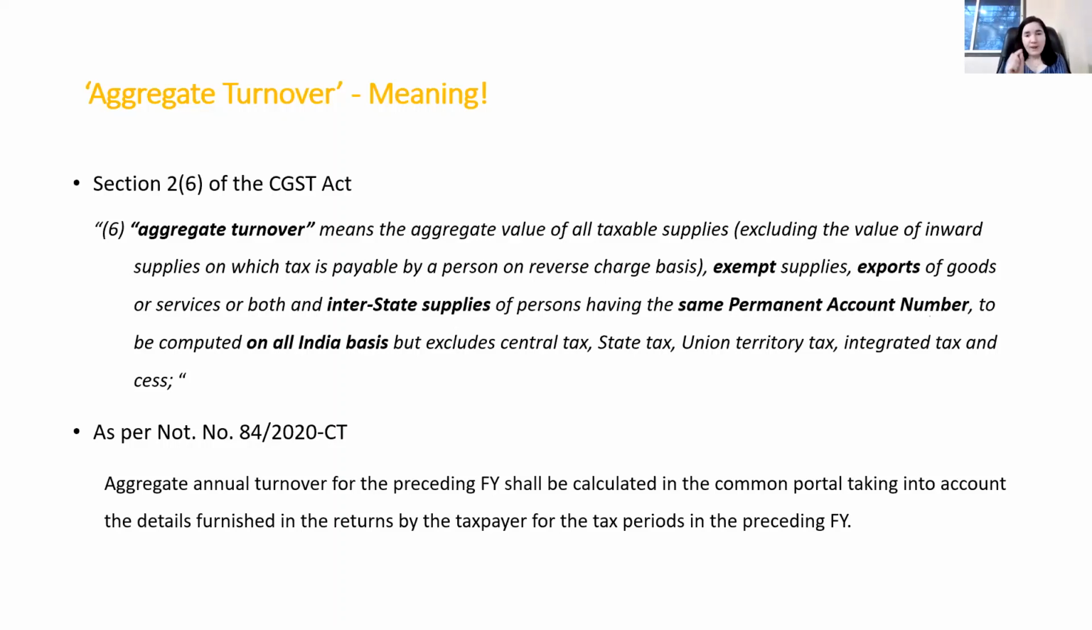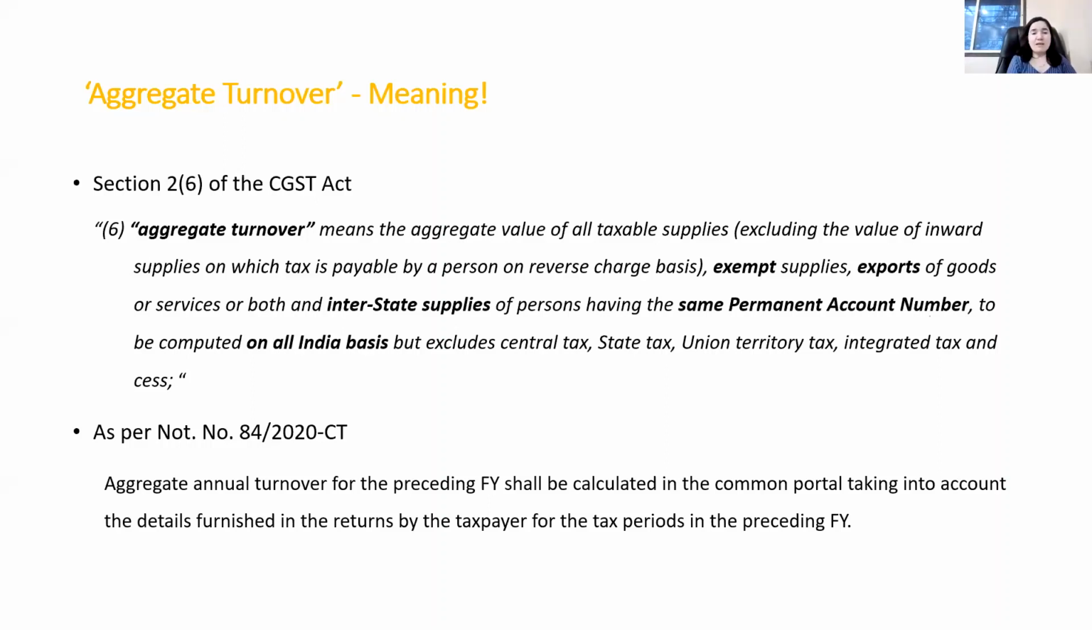Now, if you read Notification 84/2020, it says that the aggregate annual turnover for the preceding financial year shall be calculated on the common portal, taking into account the details furnished in the return by the taxpayer. So friends, this is very risky. We have to keep in mind that the turnover computed by the system is based on the data you furnished in GSTR 3B or GSTR 1 during the last financial year. Now, what happens many times is that the taxpayer forgets, or the data is not available, like exempt income, or the data related to interest on deposit.